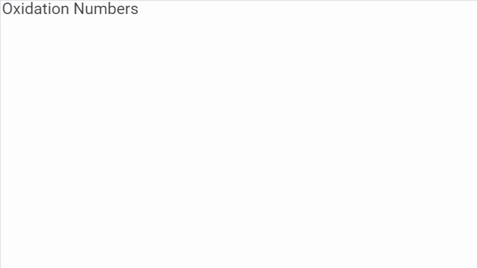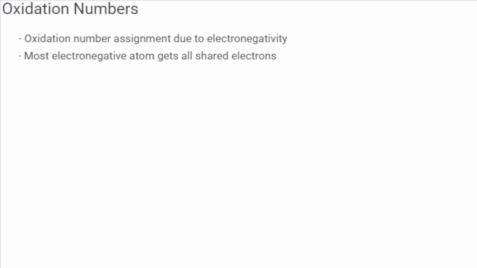Today we're going to learn the principle behind the assignment of oxidation numbers within a molecule. The oxidation number assignment is due to the electronegativity of an atom within a molecule. The most electronegative atom gets all the shared electrons. Each atom gets all unshared electrons.